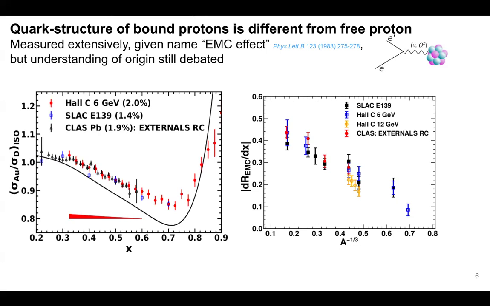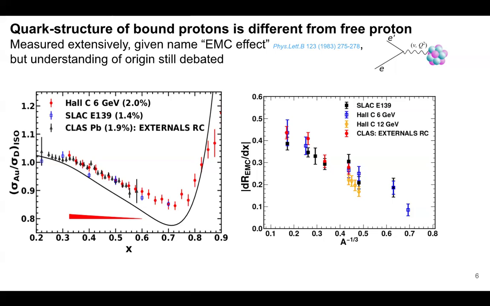And this is the EMC effect. This is some data that shows you the summary of EMC effect measurements more recently done at JLab and SLAC. It is the ratio of cross sections when you measure the structure function of a nuclear target like gold and divide that by a reference, like deuterium. So this is the traditional shape that we have seen many times.